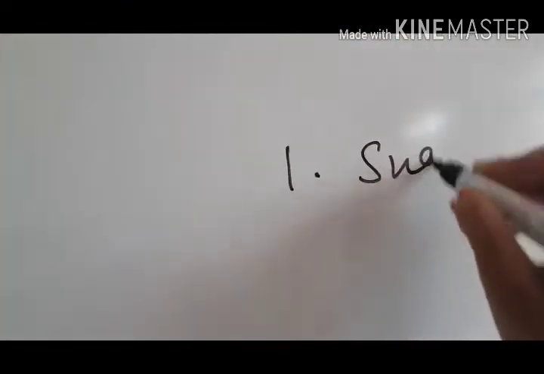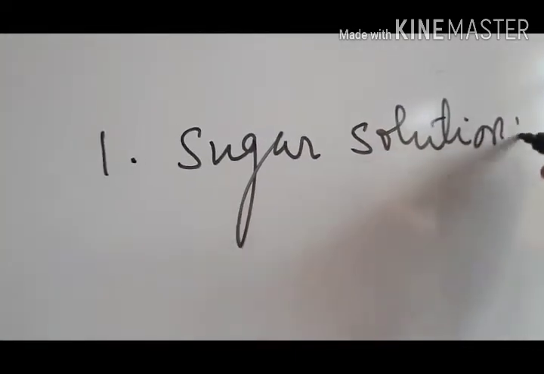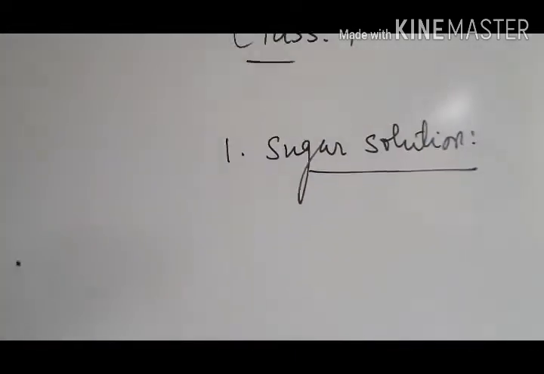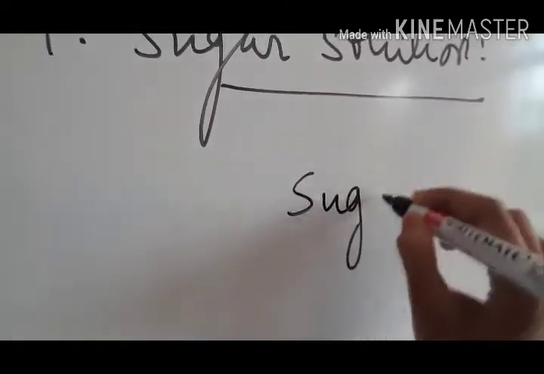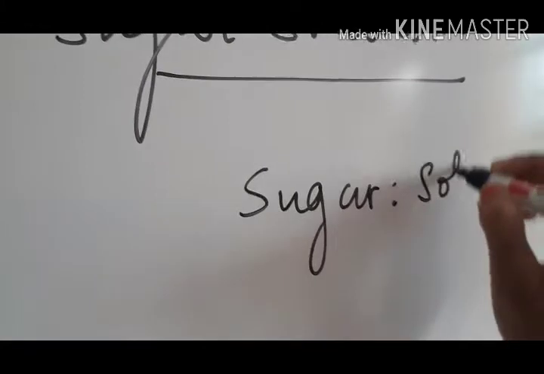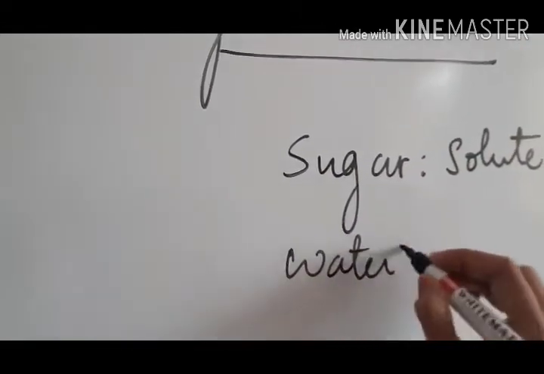First we take sugar solution. Sugar solution is a true solution. It is a homogeneous mixture. So what we can write is, sugar is the dissolved part. So sugar is solute and water is solvent.